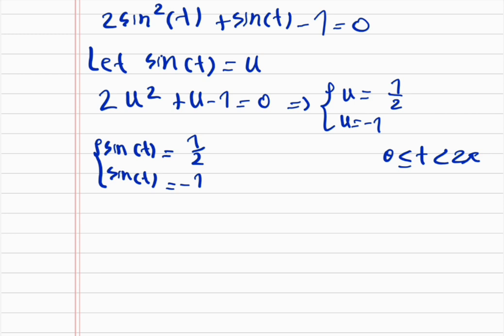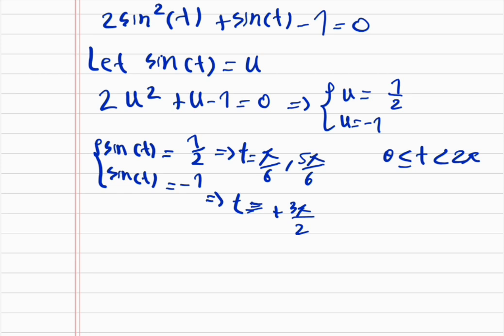Okay, now let's solve the first one. Sine t is equal to a half. So we get pi over 6 as well as 5 pi over 6 for the values of t that are in the given domain for t. And now for this one, when we have -1, this one is slightly interesting, and it's simply 3 pi over 2, not minus, because it should be between the values of 0 and 2 pi.